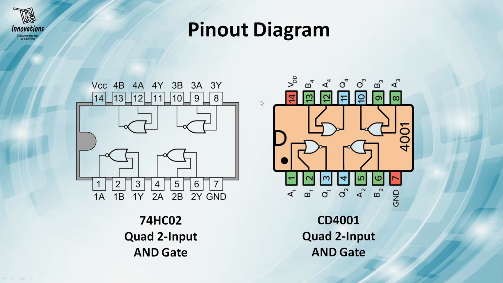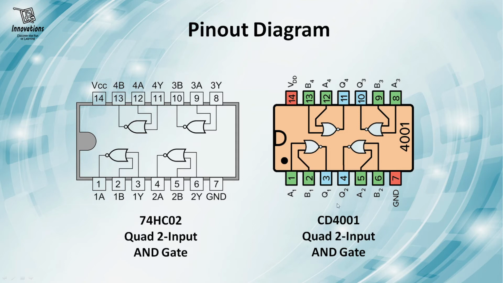Let us have a look at the pinout diagram of both the ICs. In 7402 IC, there are four NOR gates as we have said. For segment 1, pin number 2, 3 input, pin number 1 output. Segment 2, pin number 5, 6 input, pin number 4 output. Pin number 7 will be connected to negative power supply. Then for segment 3, pin number 8, 9 input, pin number 10 output, and segment 4, pin number 11, 12 input, pin number 13 output. Pin number 14 will be connected to positive power supply.